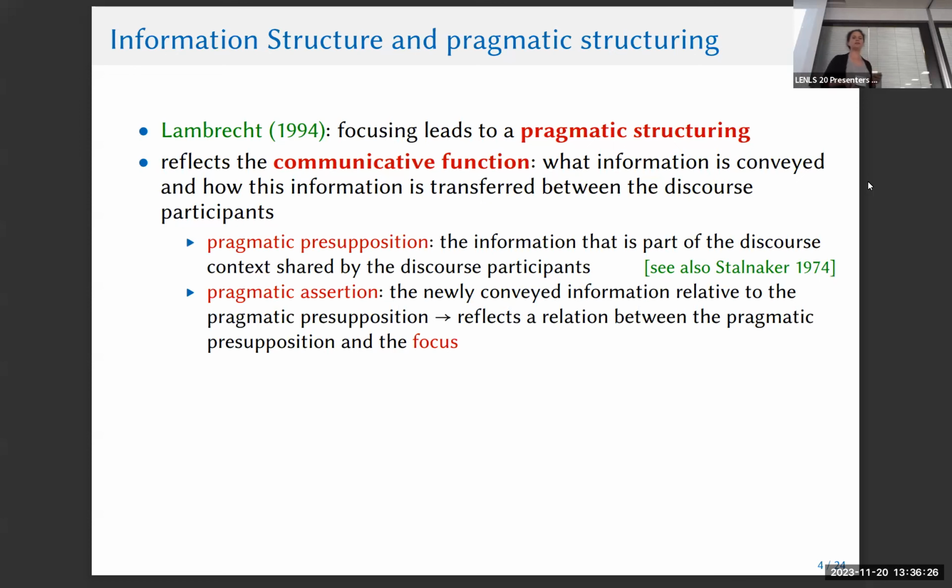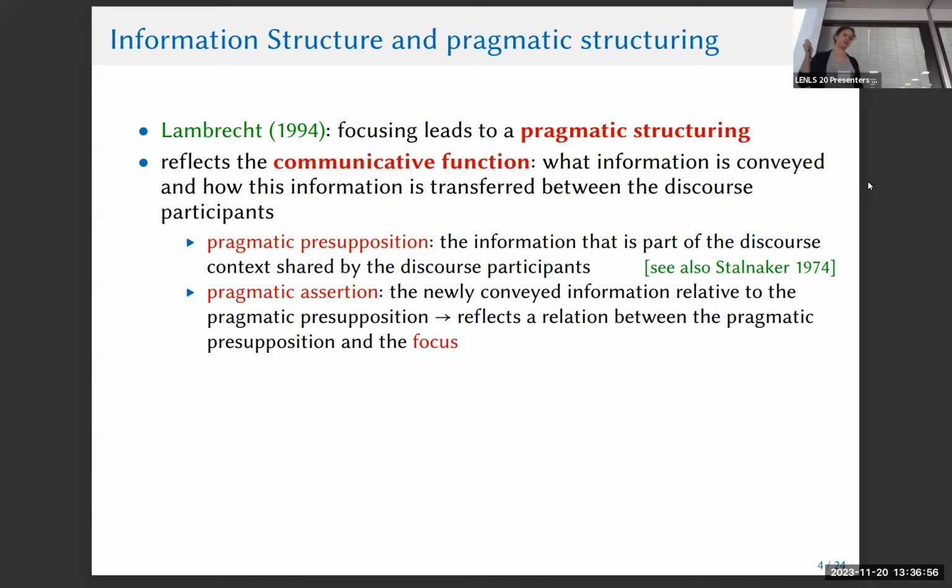And the crucial notions I would like to introduce are the pragmatic presupposition and the pragmatic assertion and how that works. So this is the structuring. Pragmatic presupposition is not really surprising, what he's doing here. It is the information that is part of the discourse context shared by the participants. It's also kind of a Stalnaker view on common ground in the discourse context.